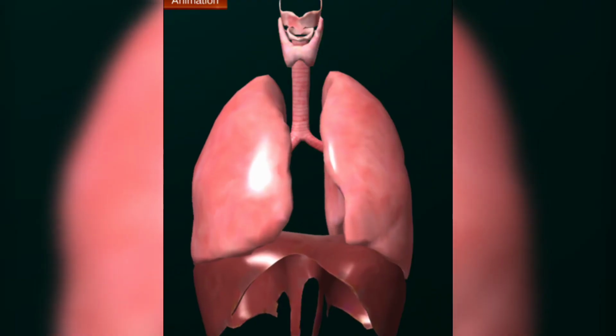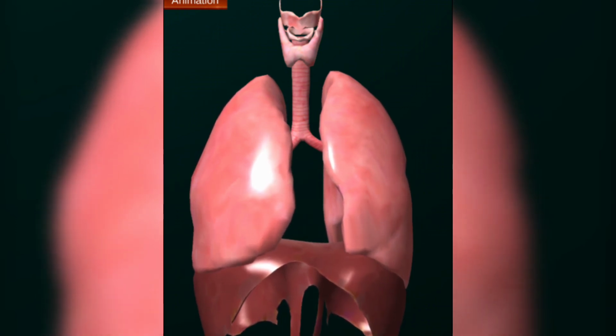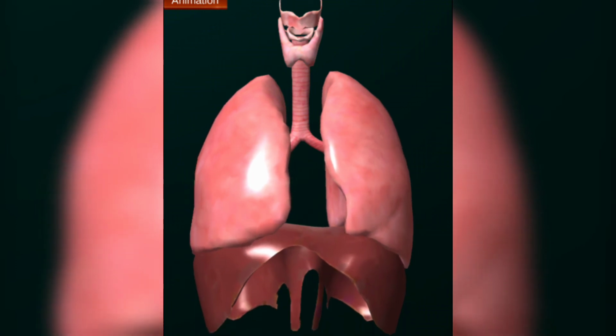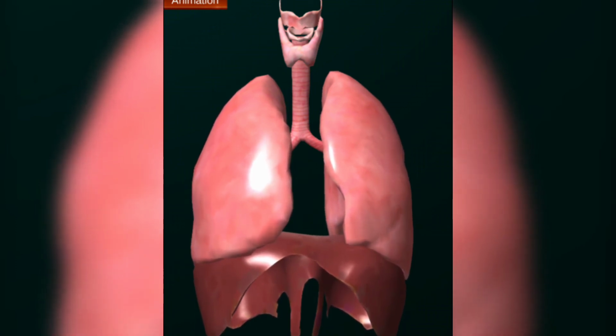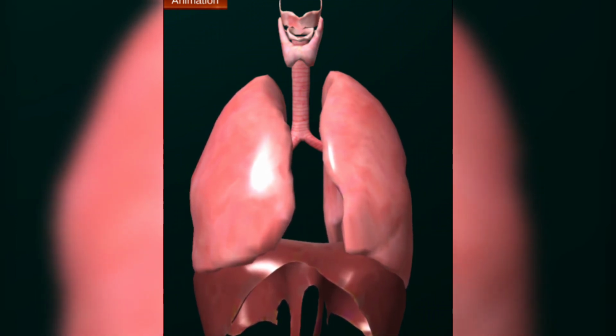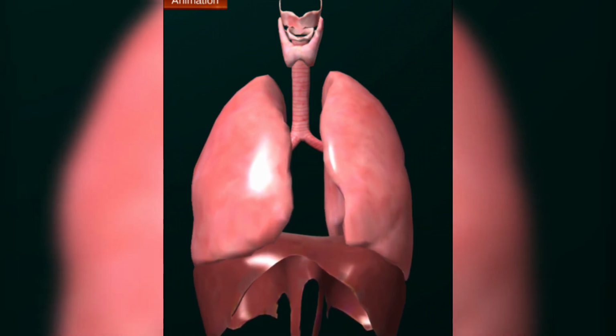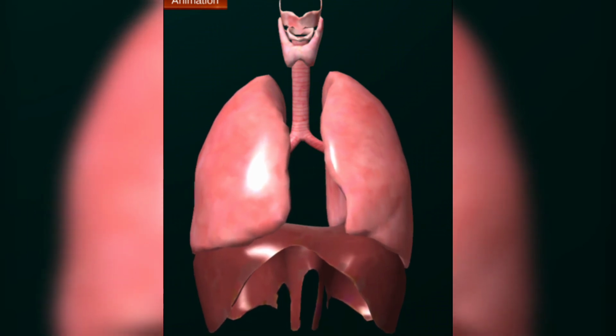Now you can see the clear picture of how the diaphragm is moving up when air is exhaled. And when it is moving down, then air is inhaled, and exhaled when it is moving up. And you can see the lungs are contracting and relaxing.